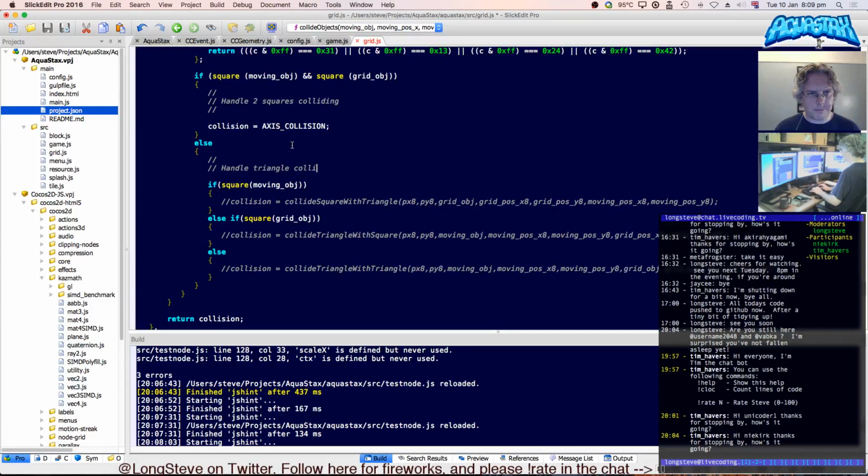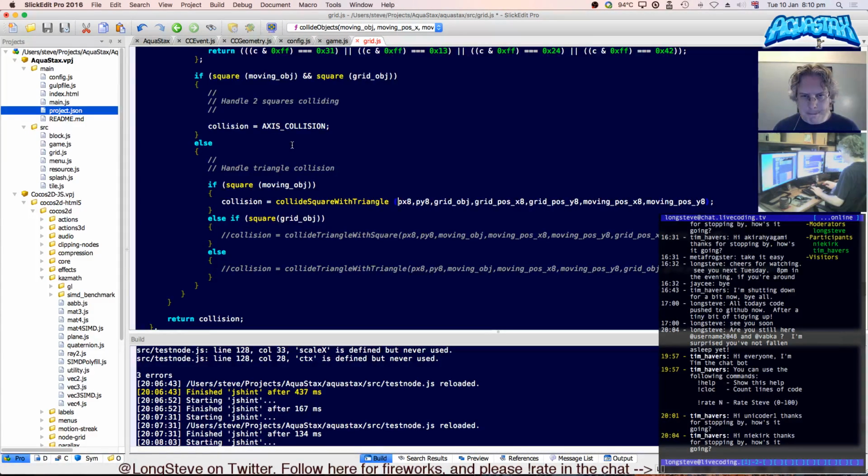collision. So it could be here we've got, if the moving object is a square, then we call collide square with triangle. If the grid object is a square, we call collide triangle with square. If we get here, we know we must have two triangles. So we collide triangle with triangle, right? So I'm going to start with this one.